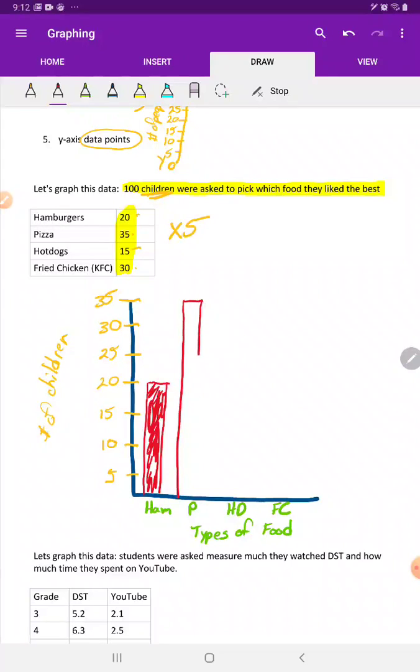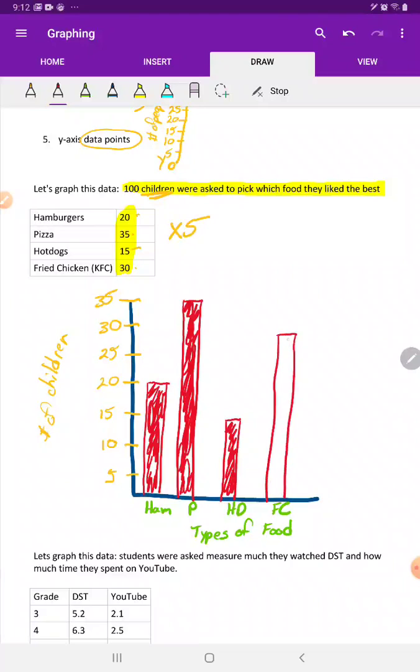You see how I have a space between my two things? There's a gap in between here. Depending on what type of graph, you can or cannot leave that out. But if you leave a space between one, you have to leave a space everywhere. I prefer you leave a space unless your book is indicating you do otherwise. All right? Now here's 15. Like that. And then fried chicken, which is 30, and that goes right there. Okay, and that's how simple it is.